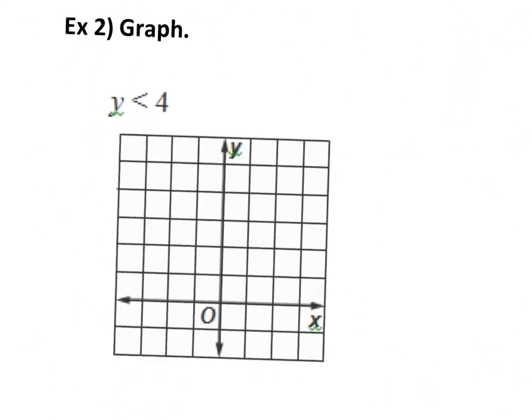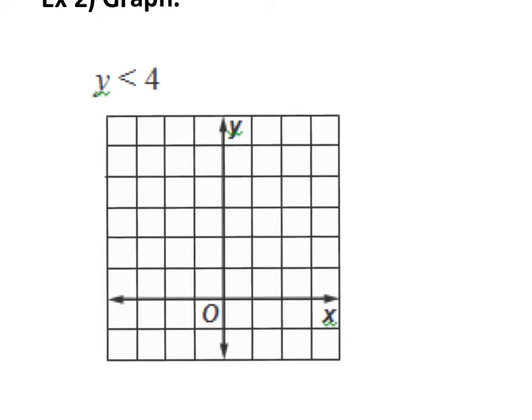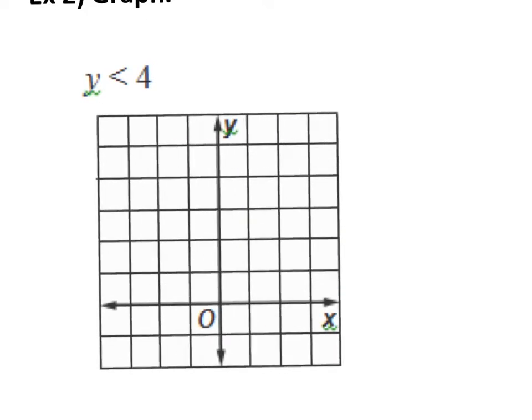Okay, going down to the next one. So we're going to start by graphing these. Now we're going to graph them just like we were graphing a line. Keep in mind that this would be the same thing as y is less than 0x plus 4. All right, so you're still doing kind of the same stuff. Here's your start position at 4. So I'm starting at 4. Now a slope of 0 would be a horizontal line across.